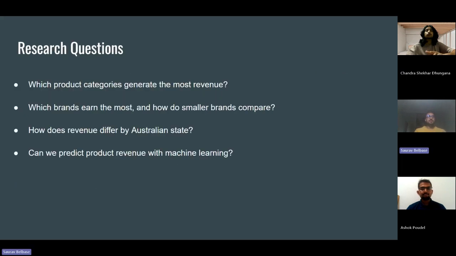The research questions which we will be including in our project are four in total. The first is which product category generates the most revenue, the second one is which brands earn the most and how do similar brands compare, the third one is how does revenue differ by Australian state, and the last one is can we predict product revenue with machine learning.